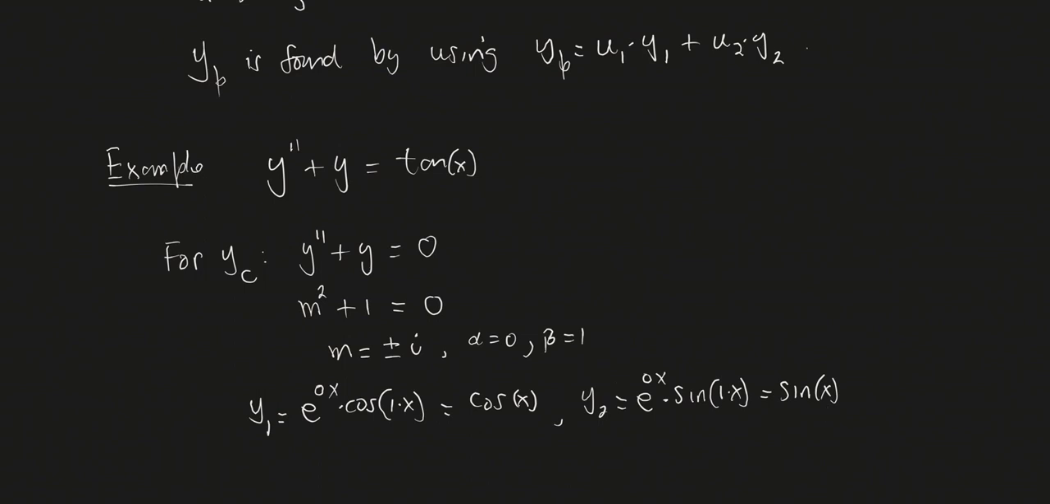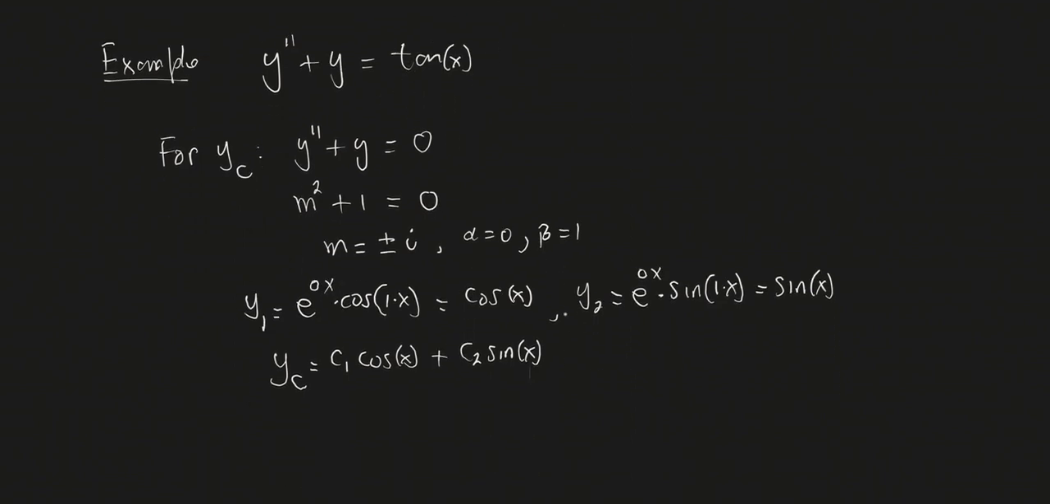Let me go ahead and write down y sub c, because we're going to need this towards the end. So it's any constant times cosine of x plus any constant times the sine of x. And the other thing that we can make a note of here is that here's our f of x. So I'll just say note.